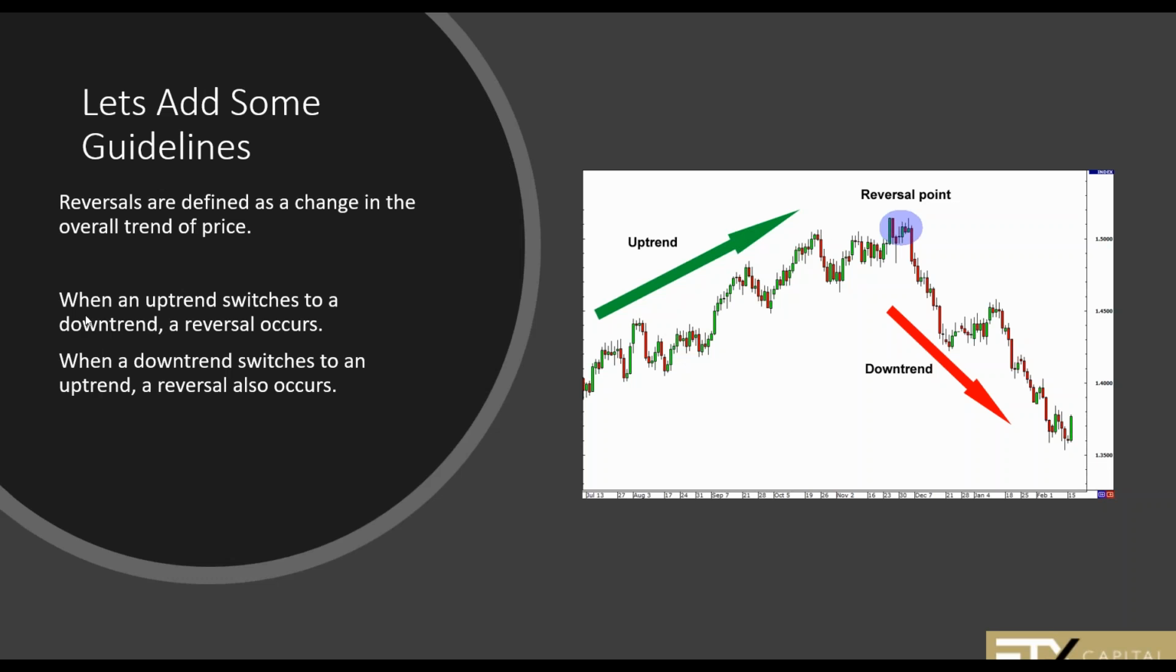So reversals are defined as a change in the overall trend of price. When an uptrend switches to a downtrend, a reversal occurs. When a downtrend switches to an uptrend, a reversal occurs. Well, that sounds pretty easy, doesn't it? Well, most of the time it's not so clean to see.